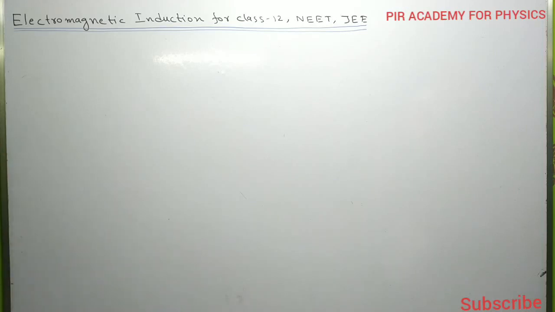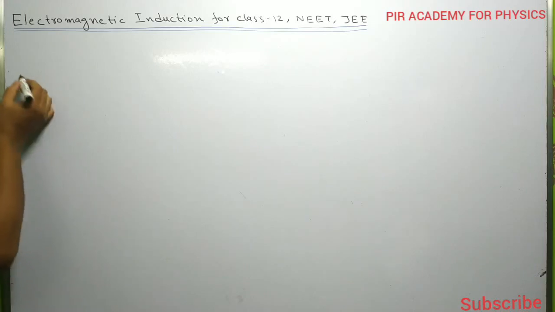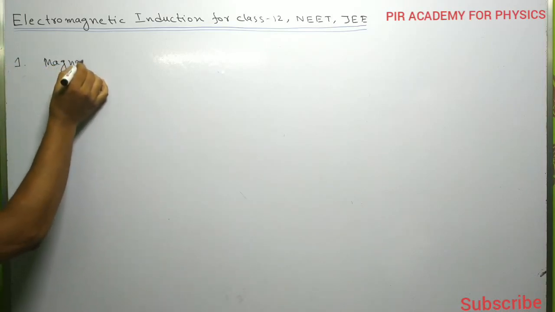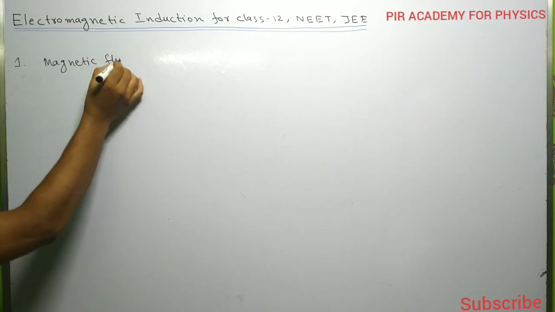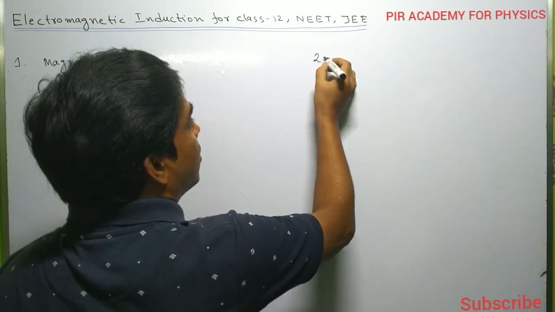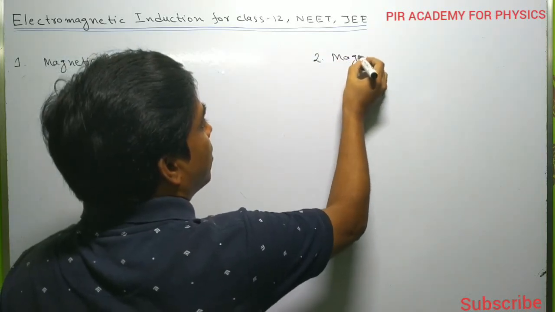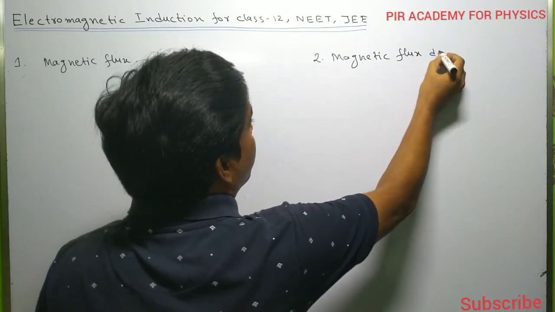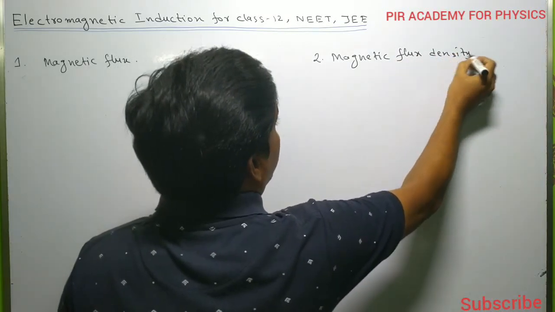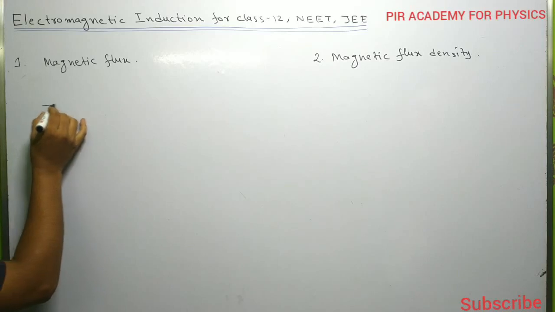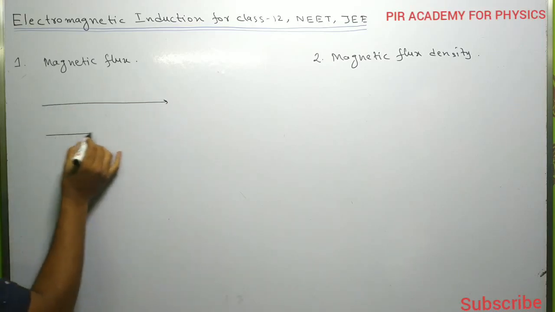So to start the chapter of electromagnetic induction, you have to know two physical quantities related to electromagnetic induction. One is magnetic flux, and another is magnetic flux density. What is magnetic flux? Suppose this is a uniform magnetic field.